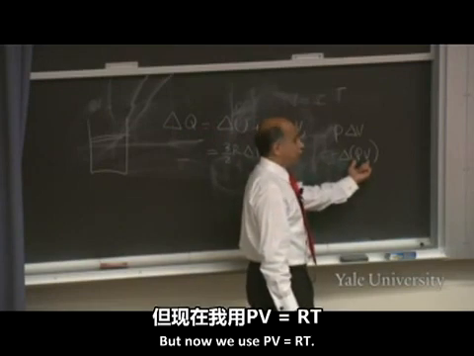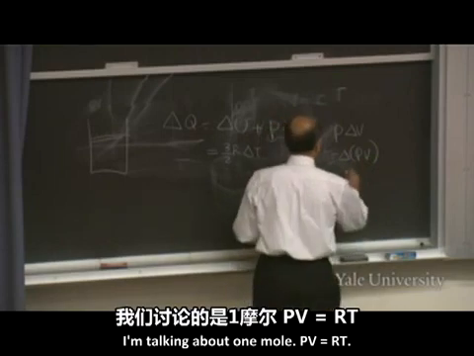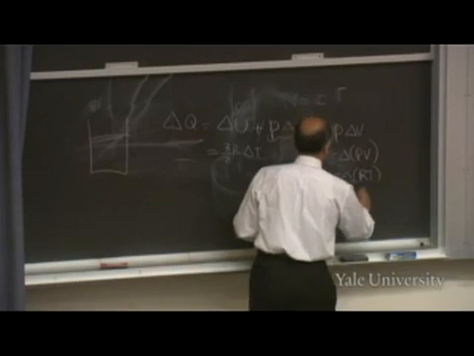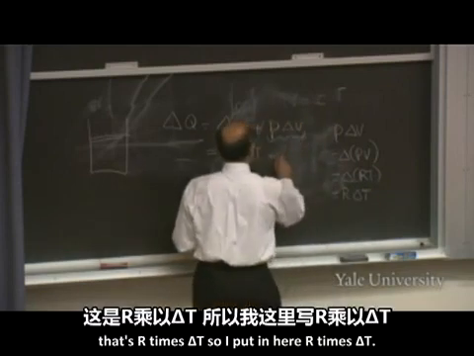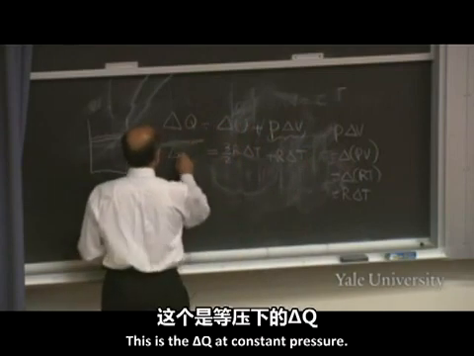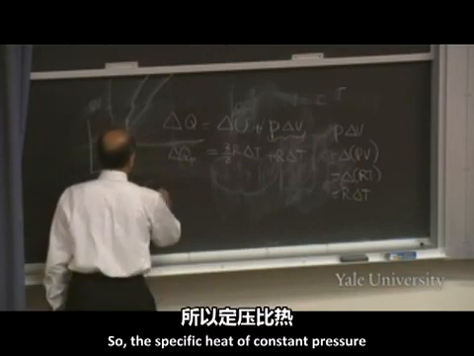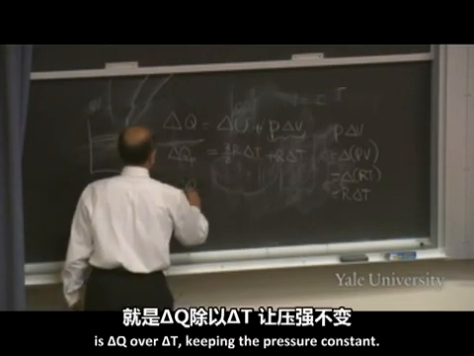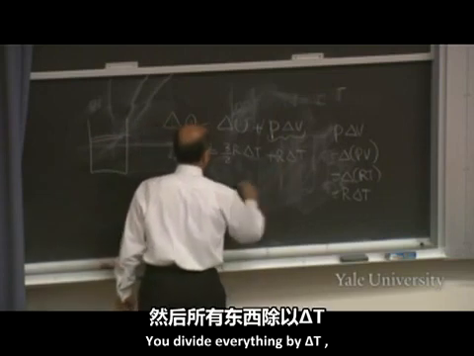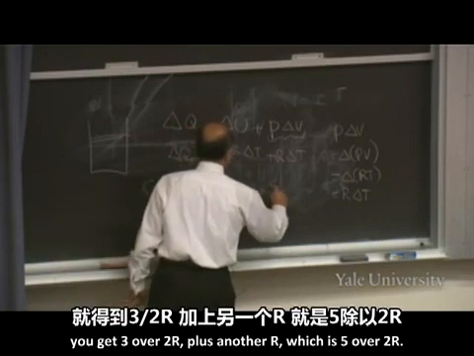But now we use PV equals RT. I'm talking about 1 mole, PV equals RT. That's a change in the quantity RT. This R is a constant, it's R times delta T. So I put in here R times delta T. This is the delta Q at constant pressure. So the specific heat at constant pressure is delta Q over delta T, keeping the pressure constant. You divide everything by delta T, you get 3 over 2 R plus another R, which is 5 over 2 R.